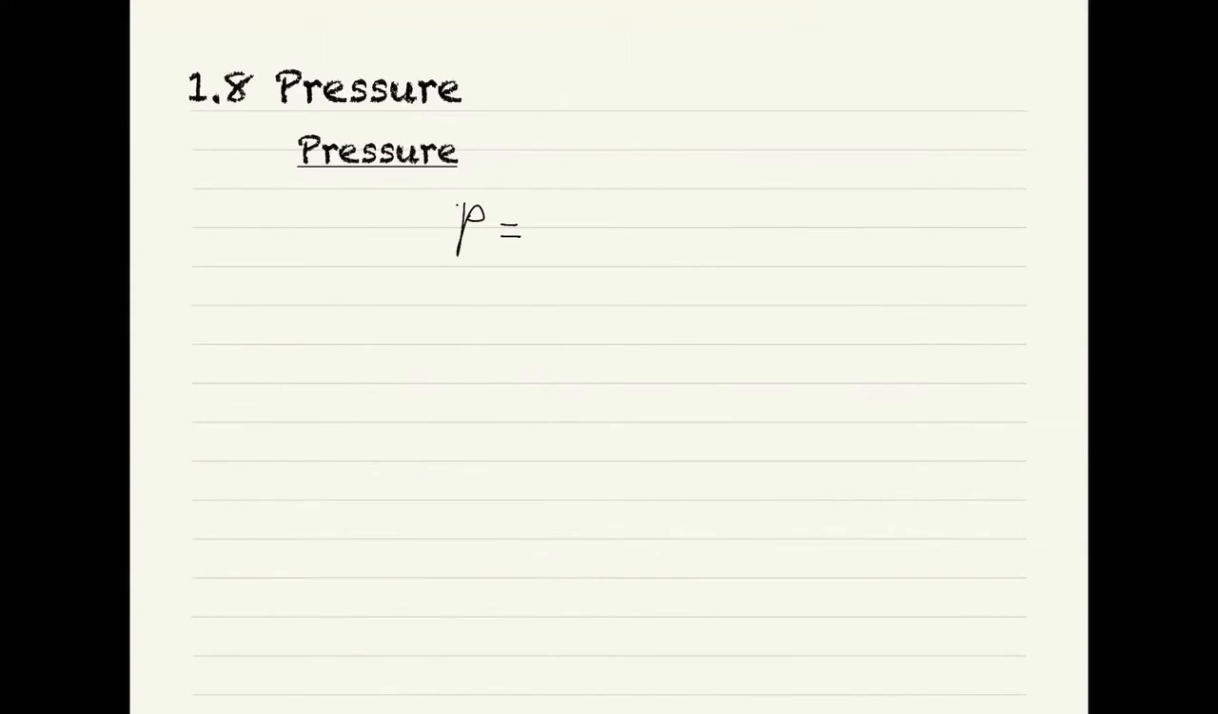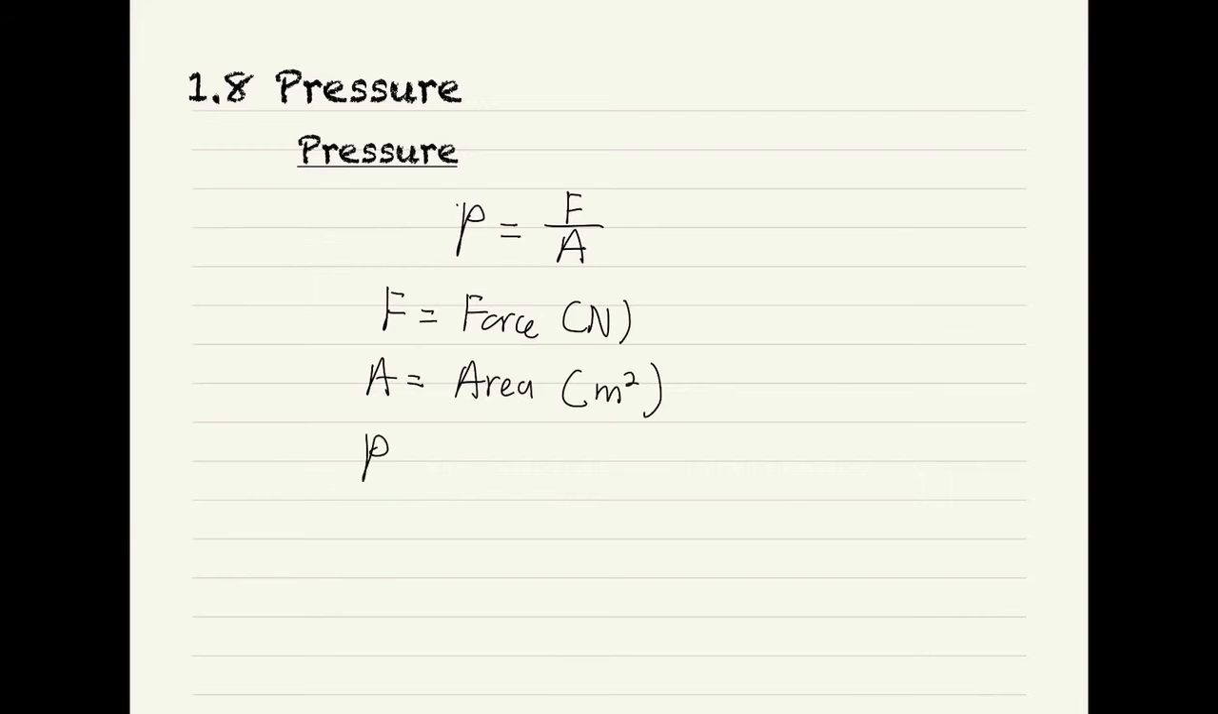P equals F divided by A. F is force, Newton. A is area, unit is meter square. P is pressure, unit is Newton per meter square. But normally we will write it as Pascal.